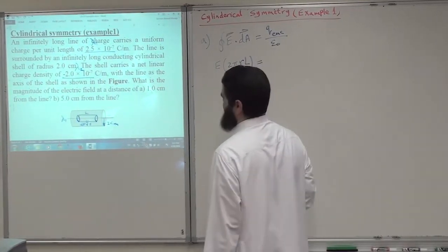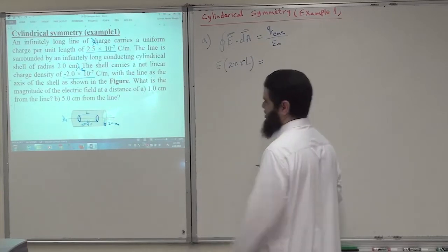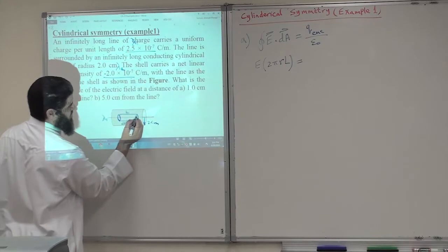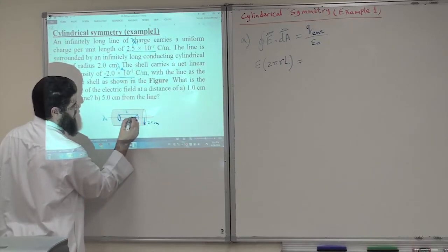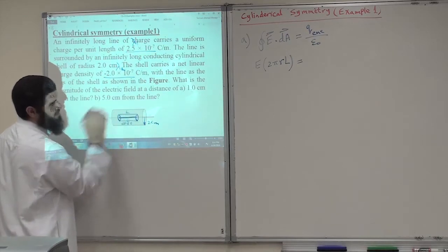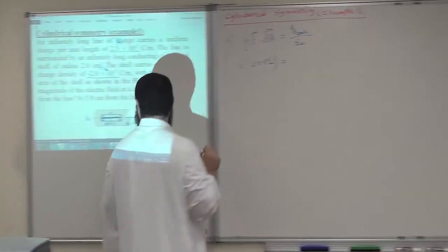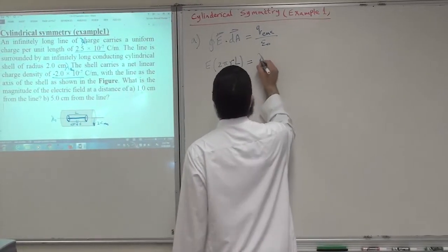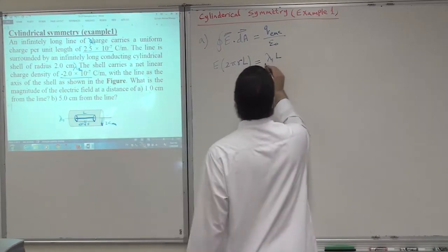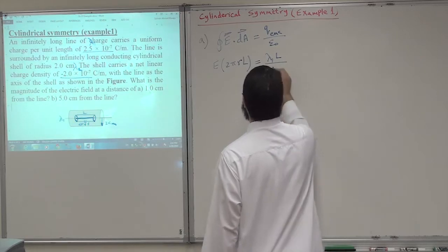Equals how much is the charge enclosed. Charge enclosed inside, if you look inside this Gaussian surface, how much is the charge? We look at the charge from here to there. It will be lambda 1 multiplied by the length of my Gaussian surface. So this will be lambda 1 multiplied by the length of this Gaussian surface divided by epsilon naught.